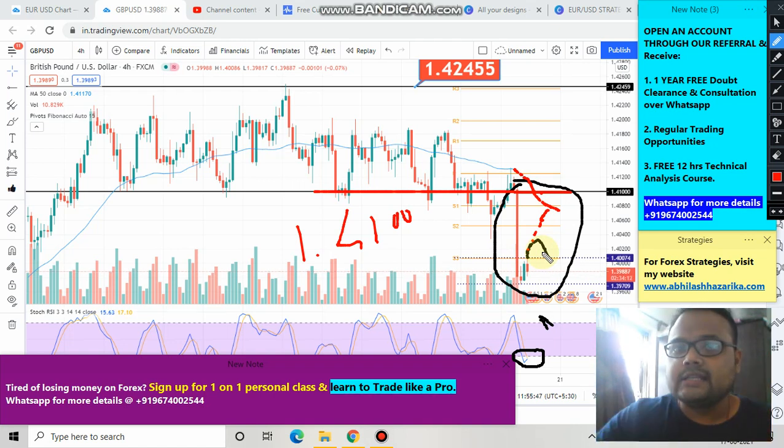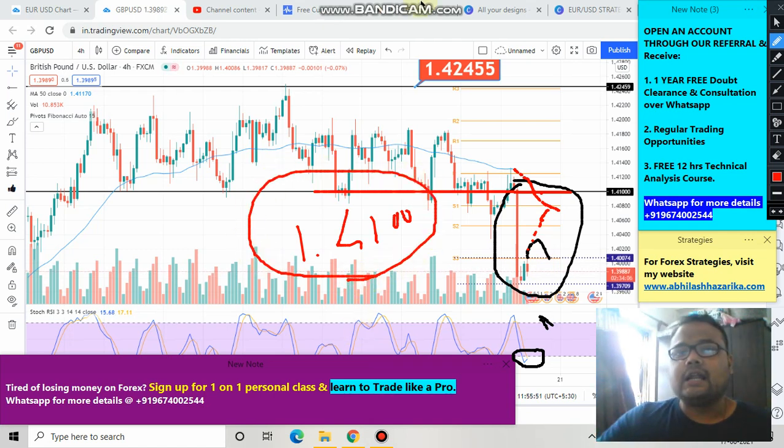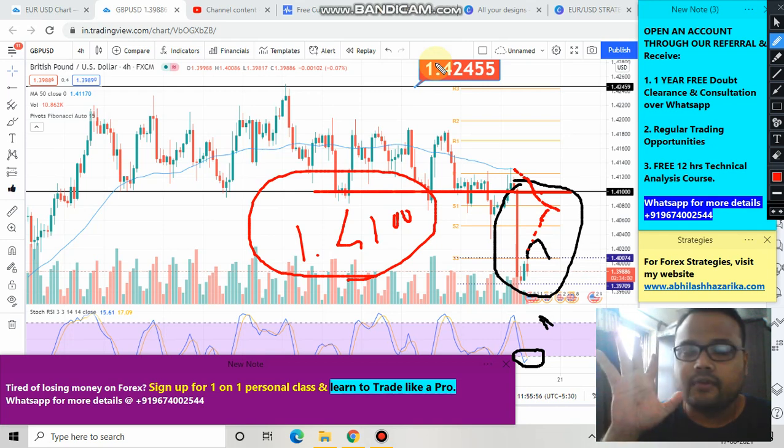So first and foremost, as of now there is no proper resistance in the market. The only resistance, 1.4100, is quite far away, therefore keep your eyes on the stochastic RSI. When the stochastic RSI is going down, if you see some price struggle, then you can short the market. That is your first trading opportunity.